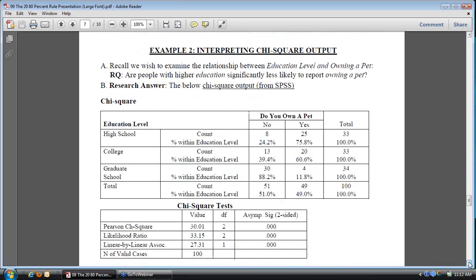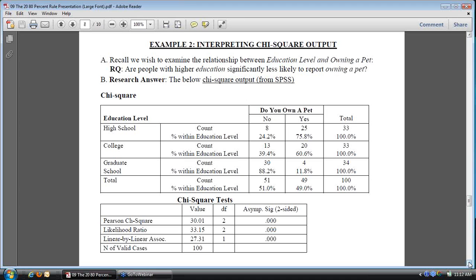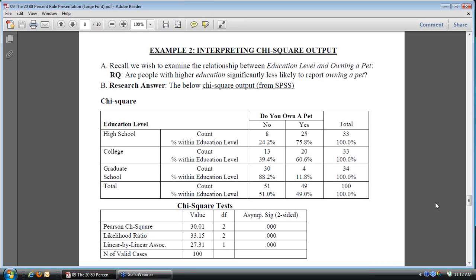Then we're going to look at our second example, our chi-square output. So if you recall, we wish to examine the relationship between education level and owning a pet. Are you more or less likely to own a pet depending on your level of education, right? So stated in a research question, are people with higher education levels significantly less likely to report owning a pet? Could have been more or less. It's arbitrary.